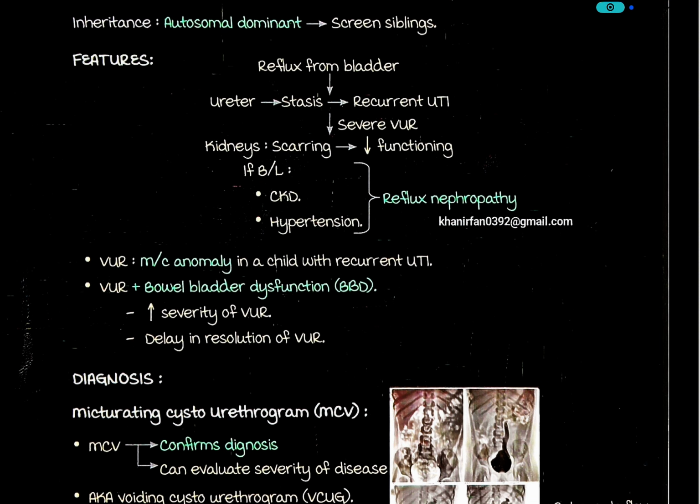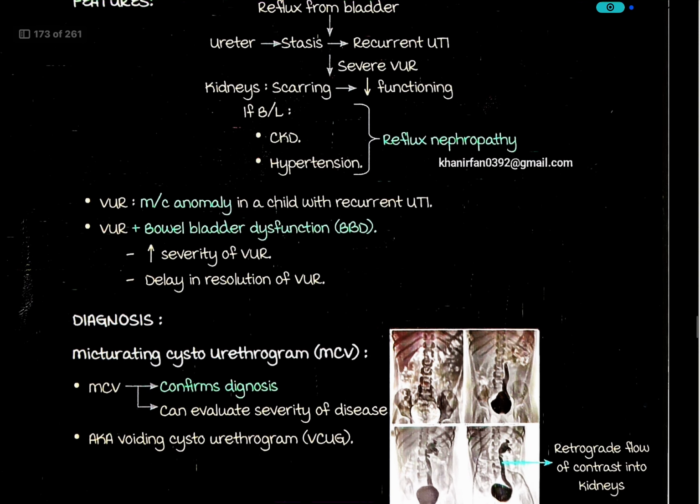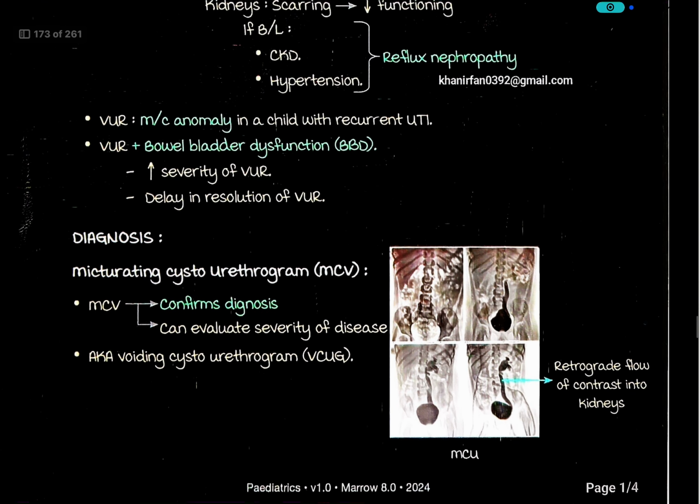Features: reflux from bladder to ureter, recurrent UTI, severe vesicoureteric reflux. In the kidneys it causes scarring and reduced functioning. If bilateral, then chronic kidney disease and hypertension can occur, called reflux nephropathy.